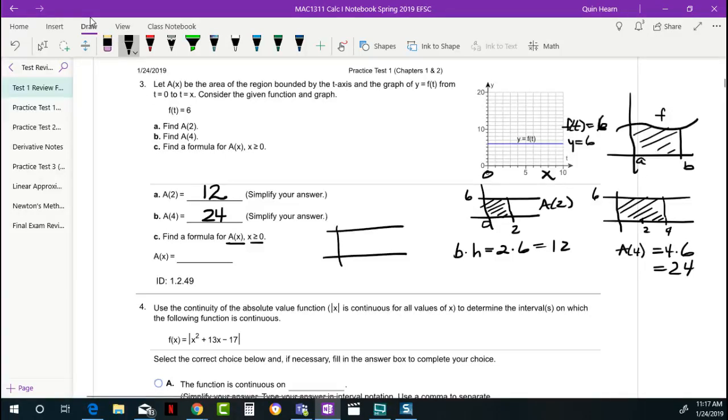Since we're looking at 6 being the height of any rectangle we're dealing with, on the interval from 0 to x, what would be the base? Well, that would just be a distance of x units, right? So base times height would be x times 6, or 6x. So your area function for this area would be 6x. That's all they're asking you to do on that problem.